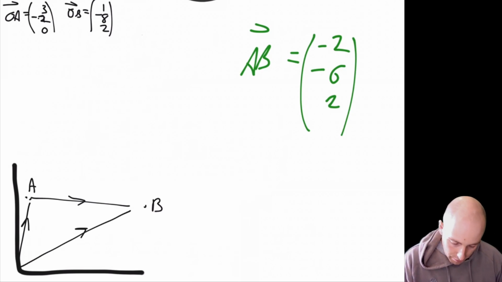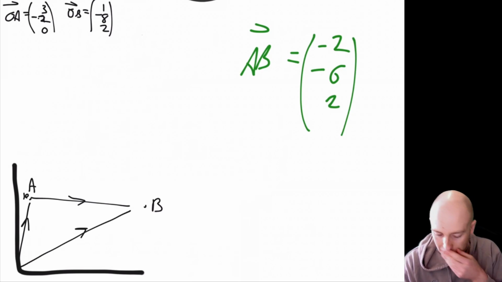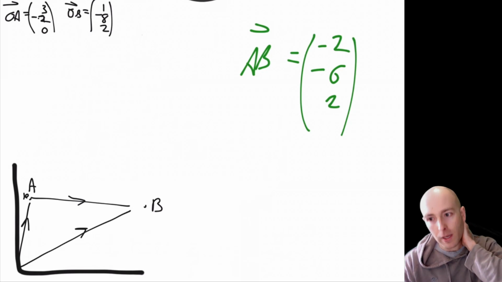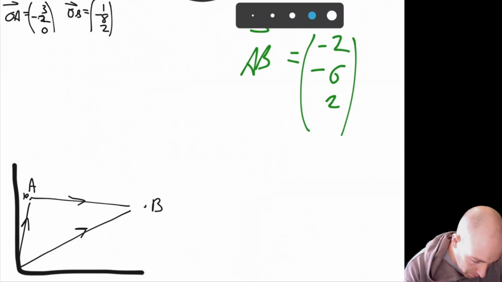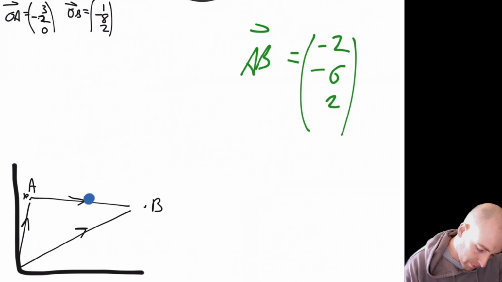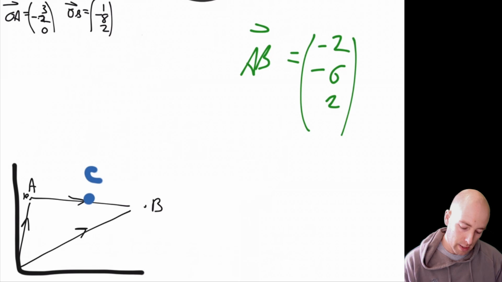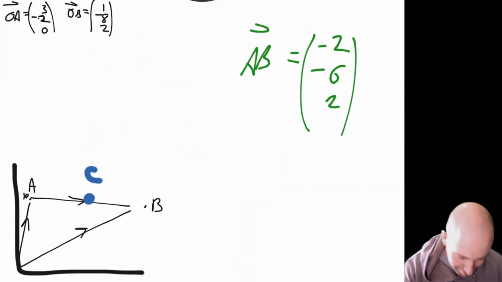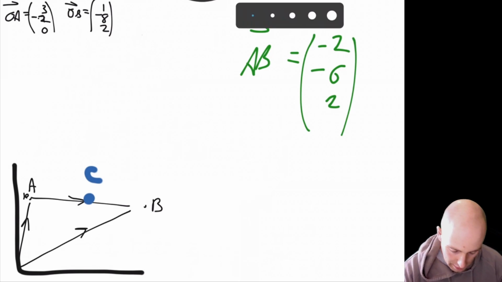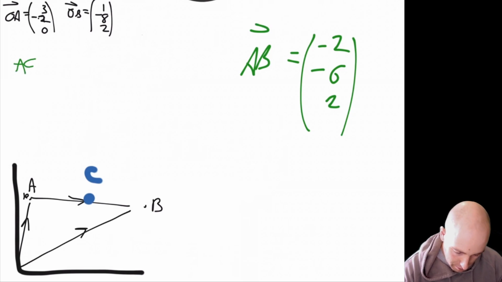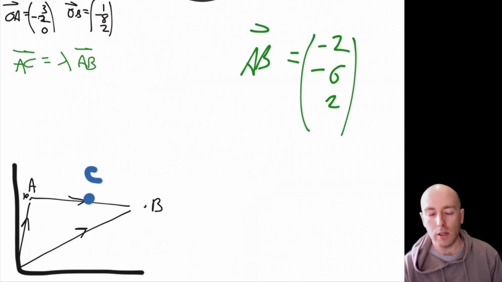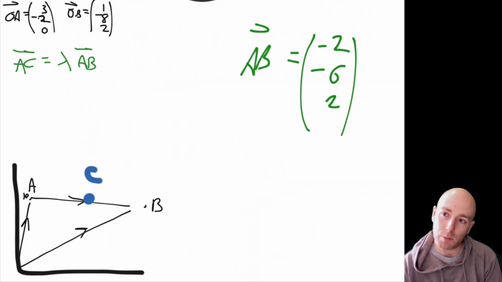If we had another point, let's put a point C, maybe C is part way along this line. We could say A to C equals lambda A to B. In other words, they're parallel. C is on the line, therefore they have to be parallel. So AC is part of AB.